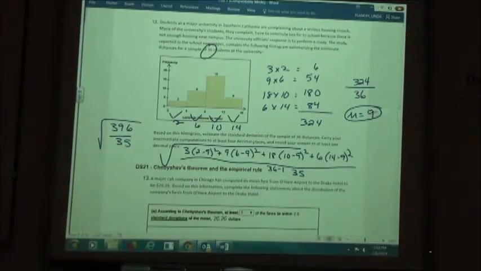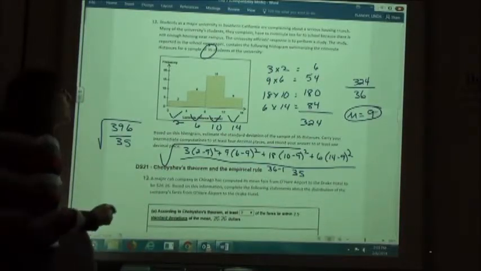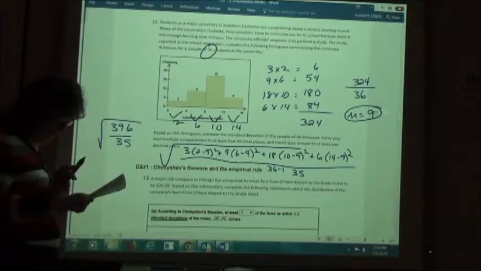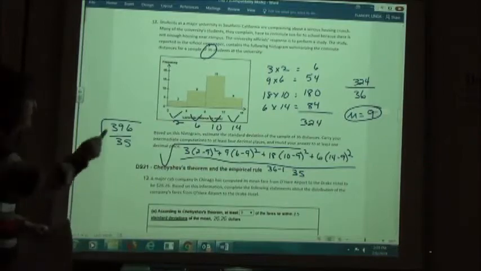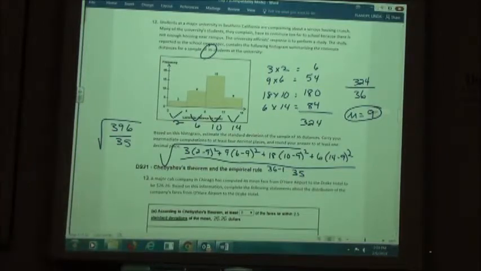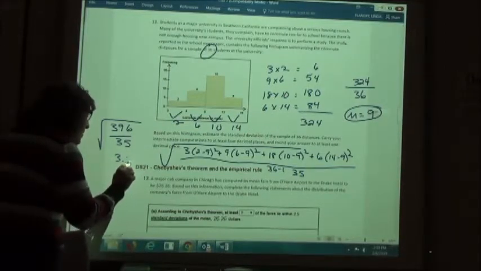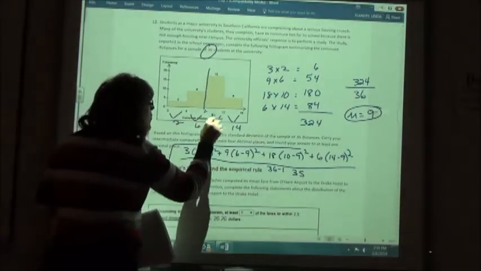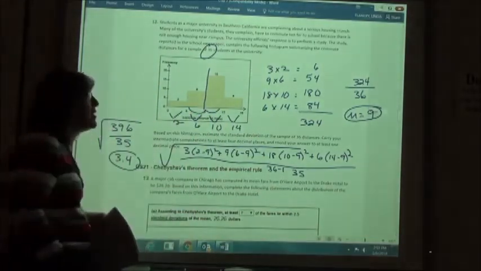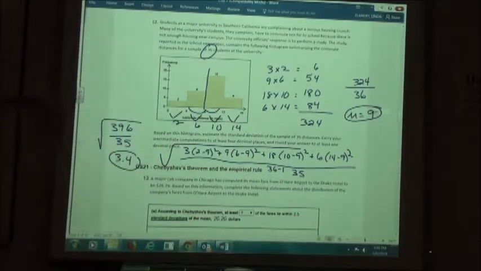If I do the square root of 396 over 35, I get 3.4. 3.4 sounds better. So that means from the middle, if I went over 3.4 in each direction, I would have most of my data in that section, which I do.